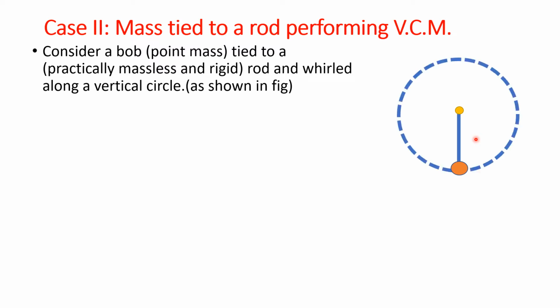Here, whatever bob we have taken should be considered as a point mass, and the rod should be practically massless and rigid. So suppose this rod tied to the bob is performing a vertical circular motion as shown in the figure.